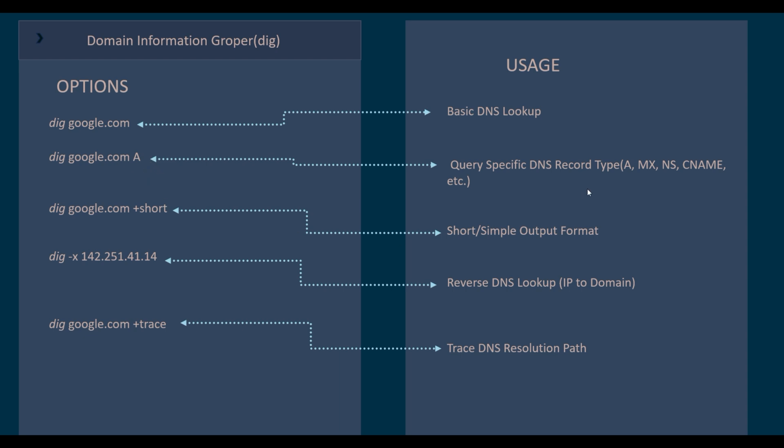So you can say we have some record types that are available. That is A, MX, NS, CNAME, and like that. So MX is the mail servers. Okay, these are the common things. Next, we can use the plus sign with short, so it only provides the simple output, not the long output as we have seen in the previous example.